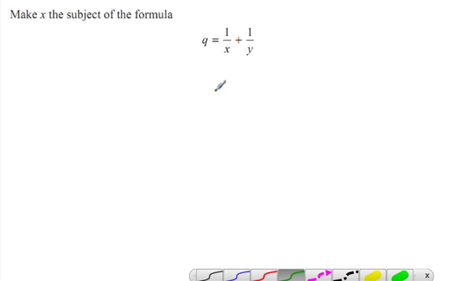Shall we subtract 1 over y and get x on the one side of the equation, even though it's on the bottom? So q minus 1 over y is 1 over x. All right. And what would you do from here?